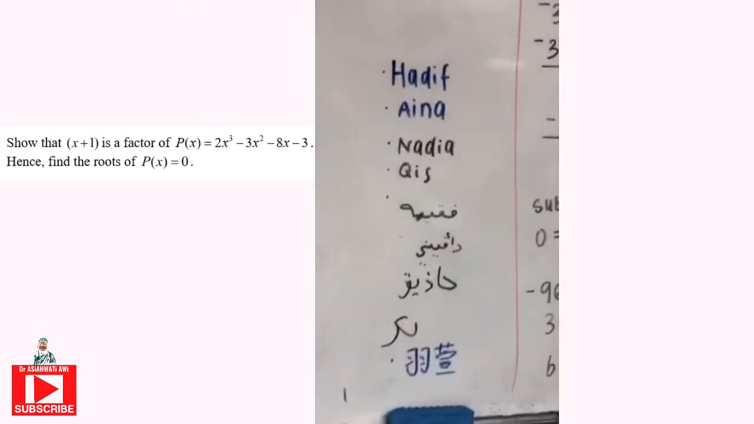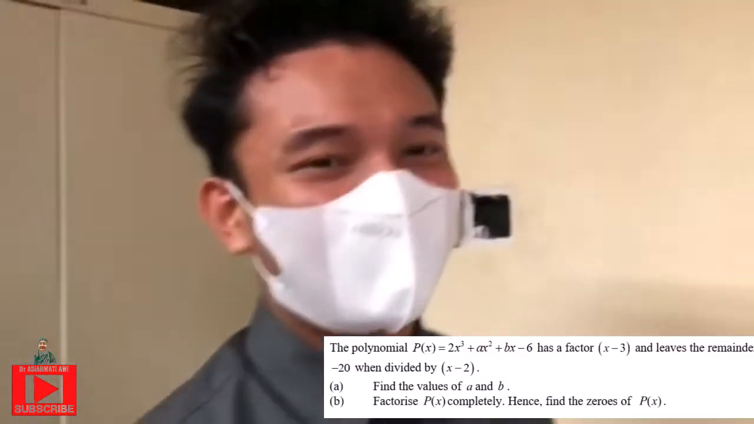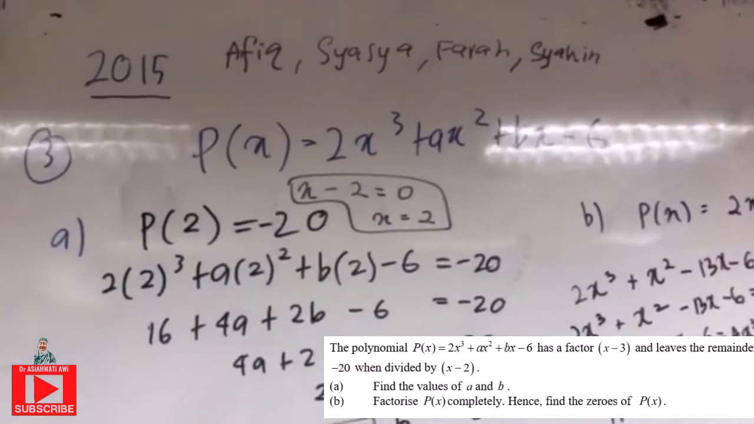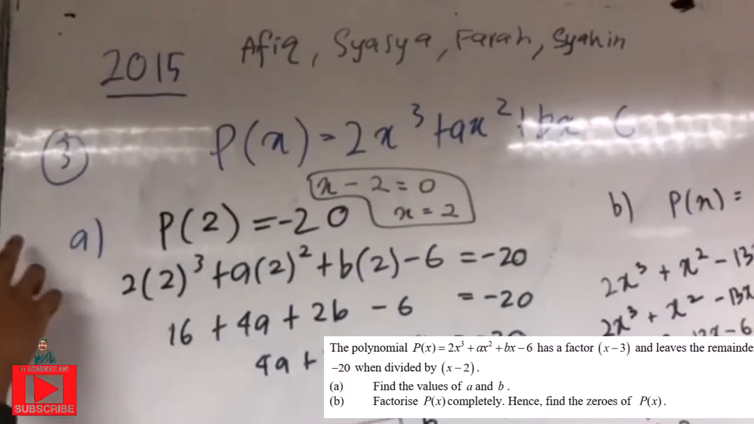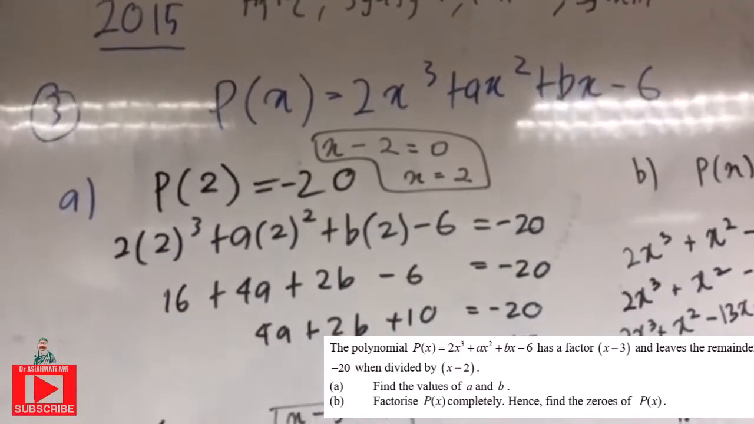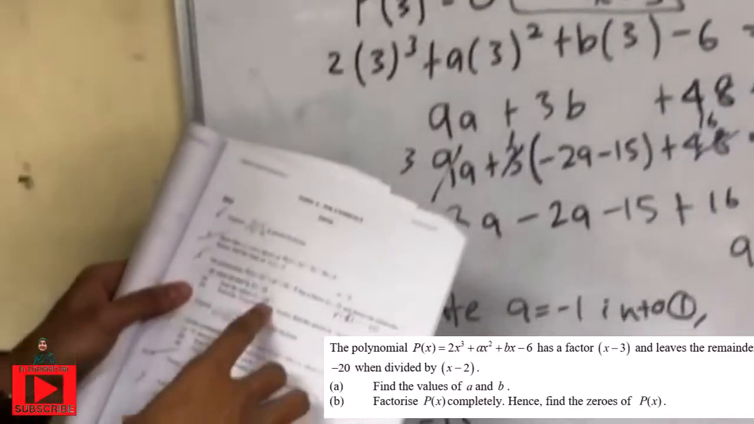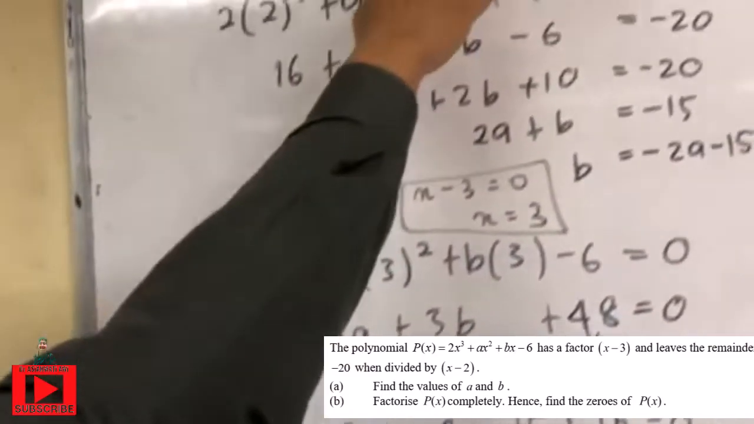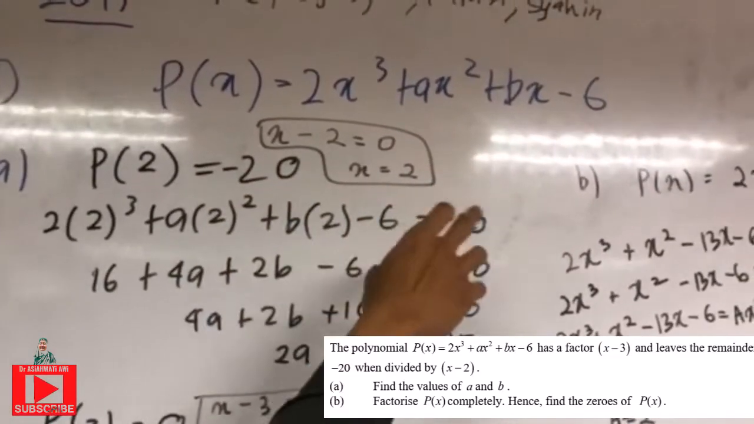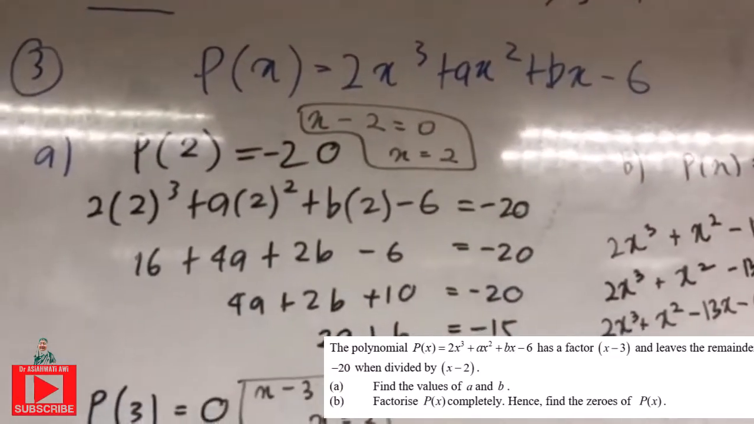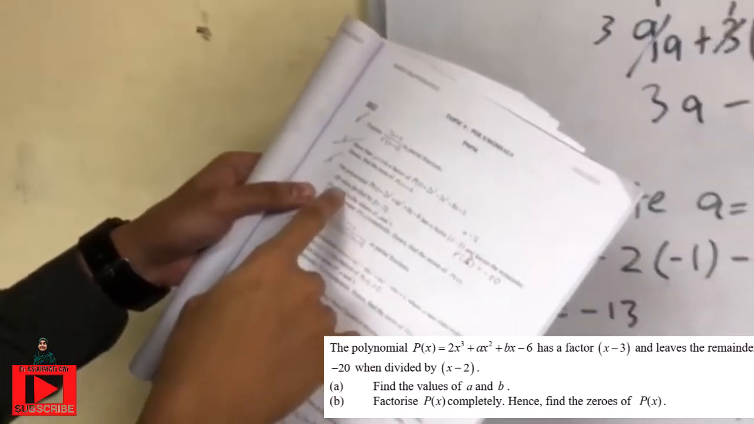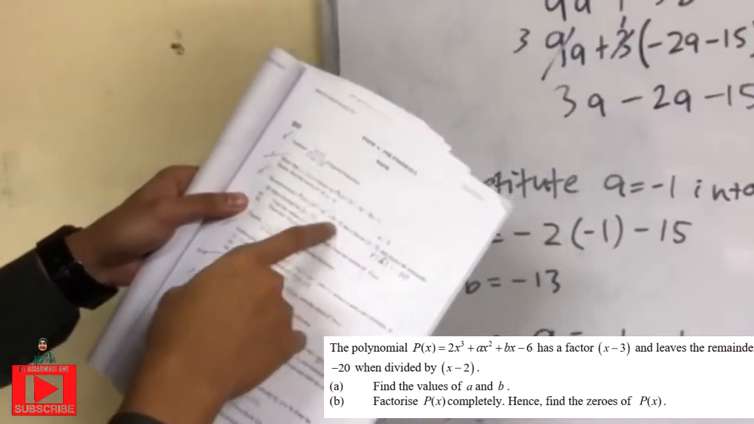Okay. Assalamualaikum warahmatullahi wabarakatuh, and hello to everyone. So we got past year from 2015, which is question 3. So dia cakap find the values of A and B. So dia punya polynomial is px equals to 2x cube plus ax squared plus bx minus 6. So the soalan mention when the px has a factor x equals negative 3 and leave the remainder negative 20 when divided by x minus 2.